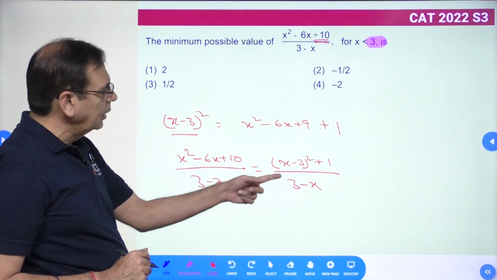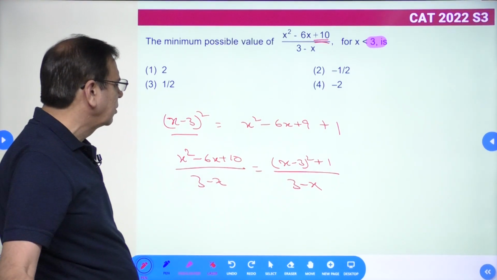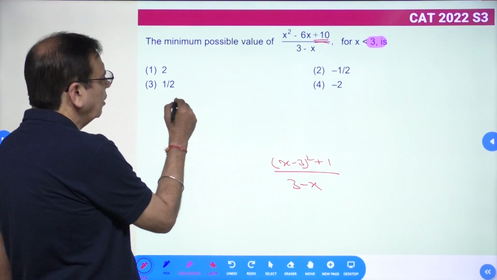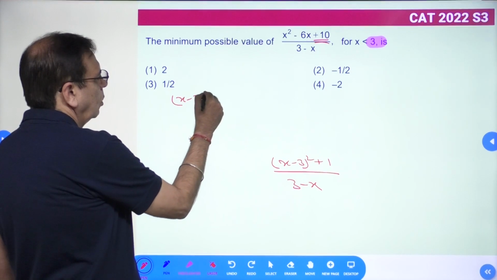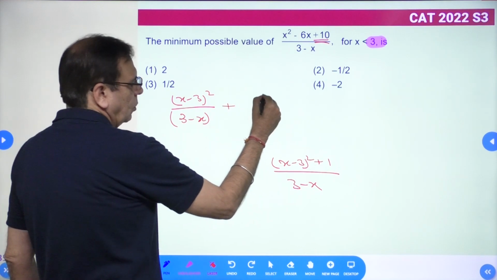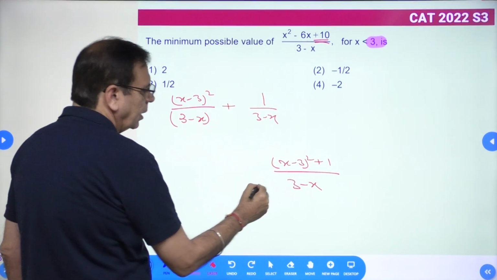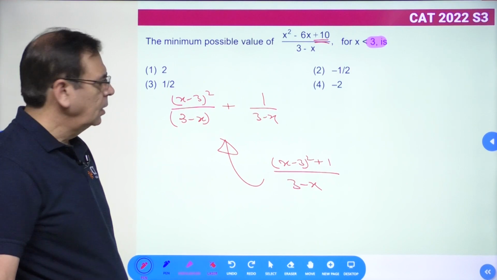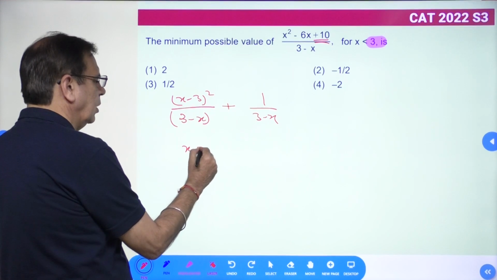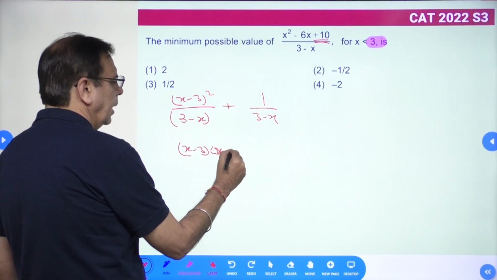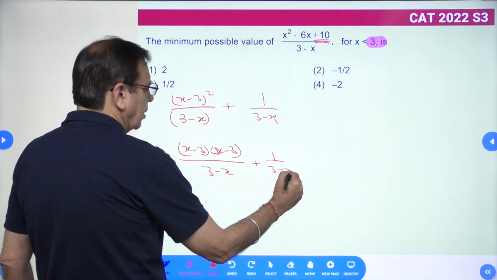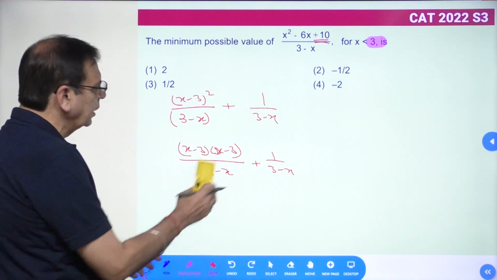And what was I looking for? Numerator में x minus 3 या x plus 3 आएगा तो मेरा काम थोड़ा सा आसान हो जाता है. Now let's look at this again. What is this equal to? X minus 3 whole square upon 3 minus x plus 1 upon 3 minus x. यही हो गया ना? This is what I have written out here. Okay. And again let's simplify it further. What does it become? X minus 3 into x minus 3 upon 3 minus x plus 1 upon 3 minus x.